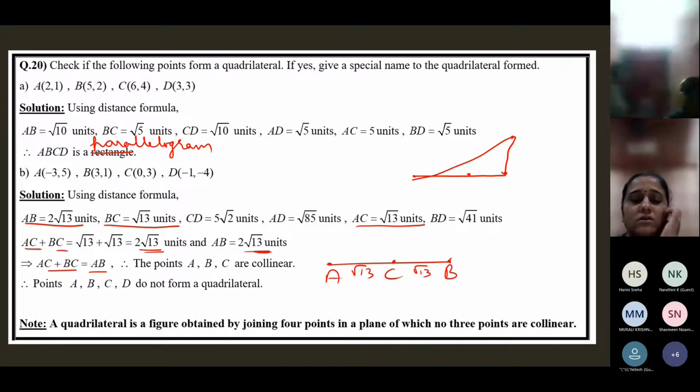Understood, children? Yes, these are two different questions, but see the difference in the answers. This is how you will have to conclude if it is a quadrilateral or not, because that's the definition of a quadrilateral. What is a quadrilateral? It's a figure obtained by joining 4 points in a plane, of which no 3 points are collinear. So if 3 points are collinear, no quadrilateral is formed. Here the points A, C, and B are collinear, so no quadrilateral is formed.